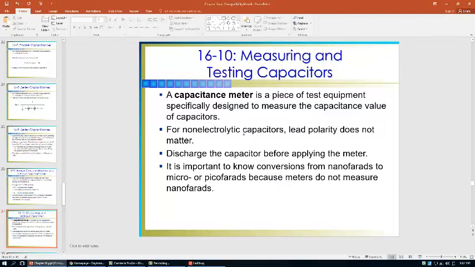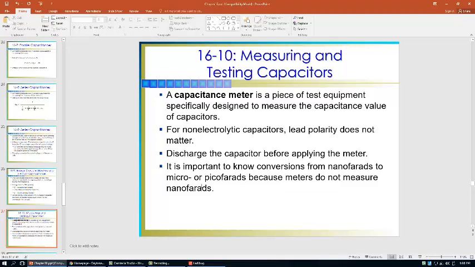All right, so capacitors, just like resistors, can be measured as well. There is measuring equipment that you can use to test capacitors, and this is the capacitance meter. When we measure capacitors, please make sure that these capacitors are discharged all the way before you apply the meter, okay?